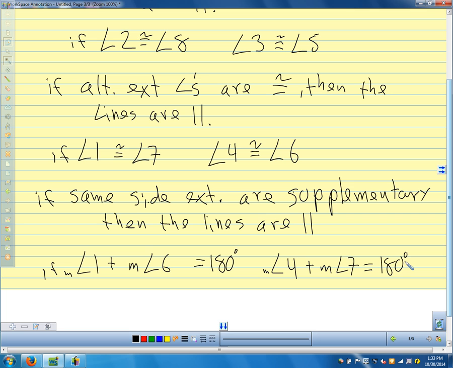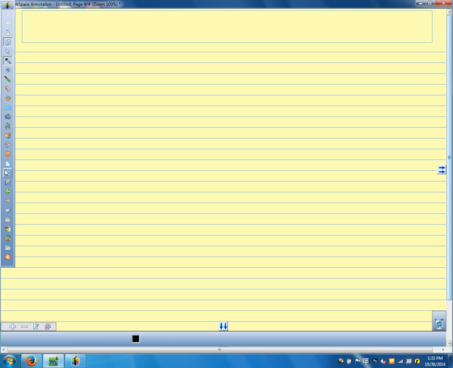The very bottom of the graphic organizer we will finish on Monday. So that's all we need on the graphic organizer. I just have a couple of questions for you, and then we will be done today. I want to look at some parallel lines and figure some things out.